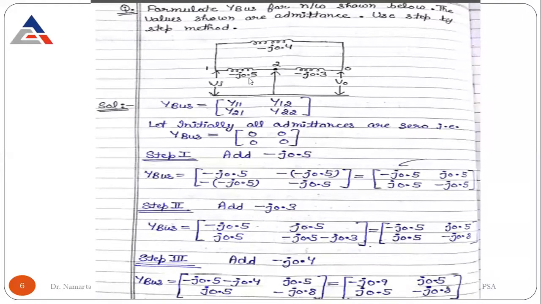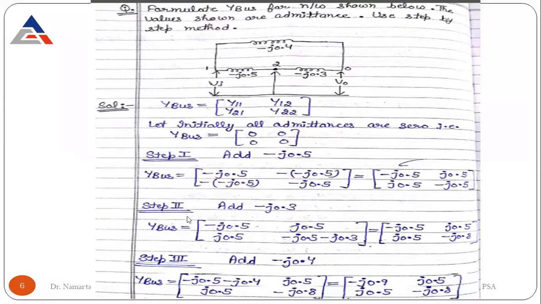Y11 comes out to be Y11 old plus Y12, and it comes out to be minus j.5. Now the Y12 entry comes with the negative sign, so it becomes minus of minus j.5. Similarly, the Y21 entry again with the negative sign, minus of minus j.5, and finally the 22 entry comes with the positive sign, and here it is minus j.5. So finally the admittance matrix after step 1 appears something like this.